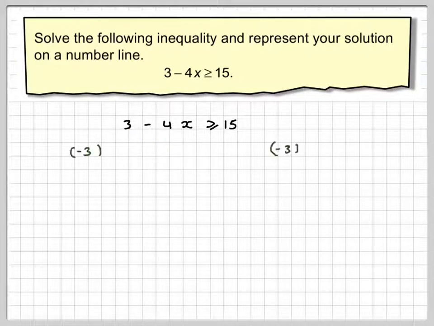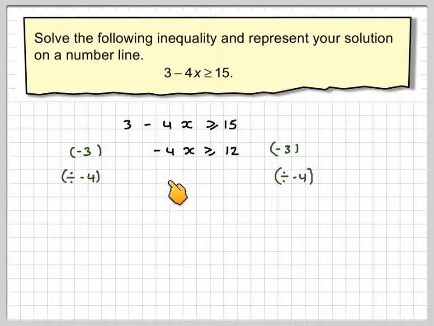So what we need to do is take 3 from both sides, but we need to remember on this side to write in the minus 4x, the inequality sign, and then 15 minus 3 is going to be 12. The next step, we need to divide both sides by minus 4, so that will give x on that side.